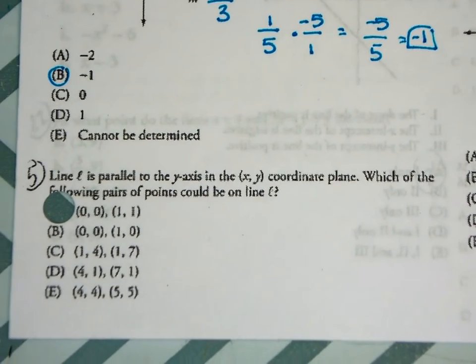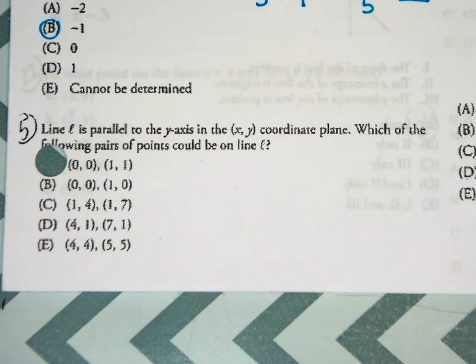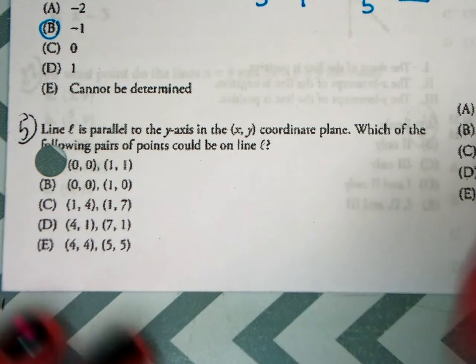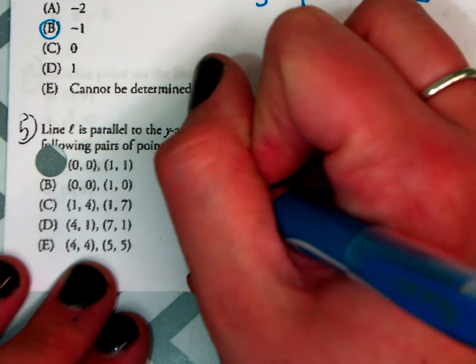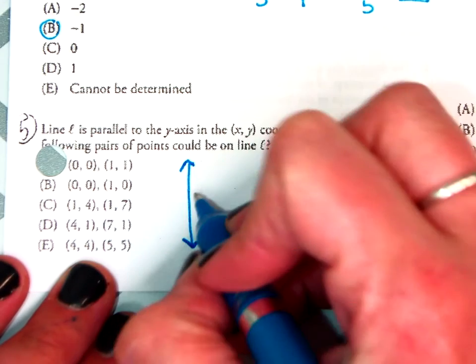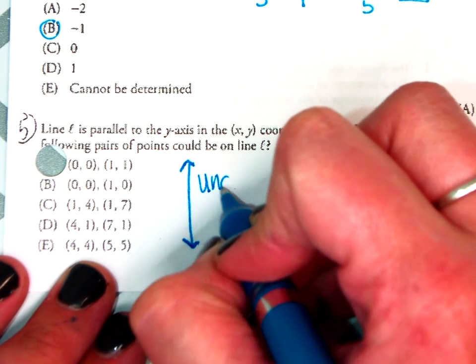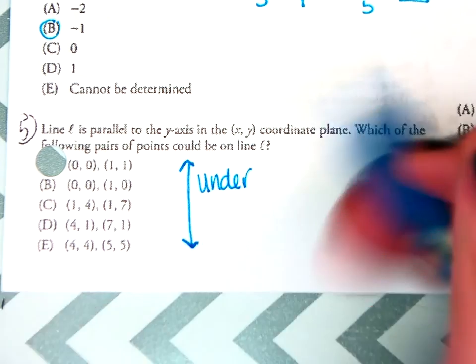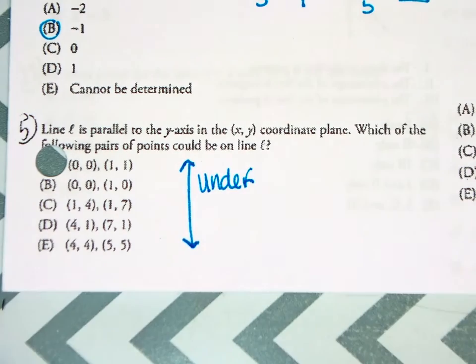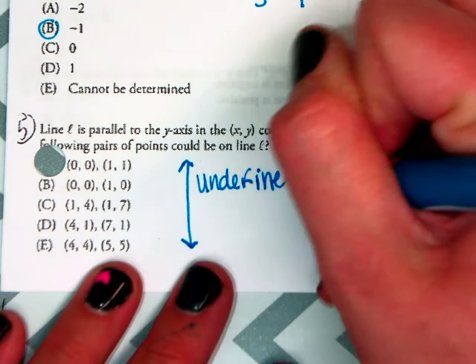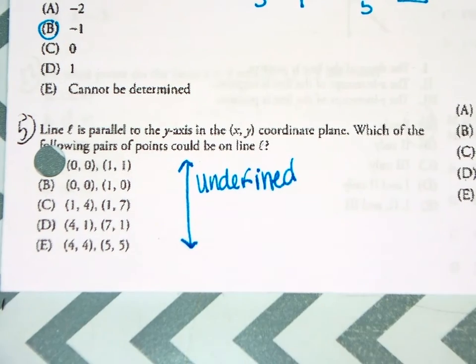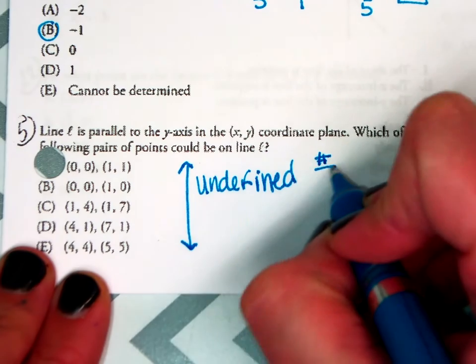Line L is parallel to the y-axis. Which of the following pairs of points could be on line L? So parallel to the y-axis would mean that this slope here is undefined. Because remember, the y-axis is vertical, so this slope is undefined. When it's undefined, that means that it's a number divided by 0.